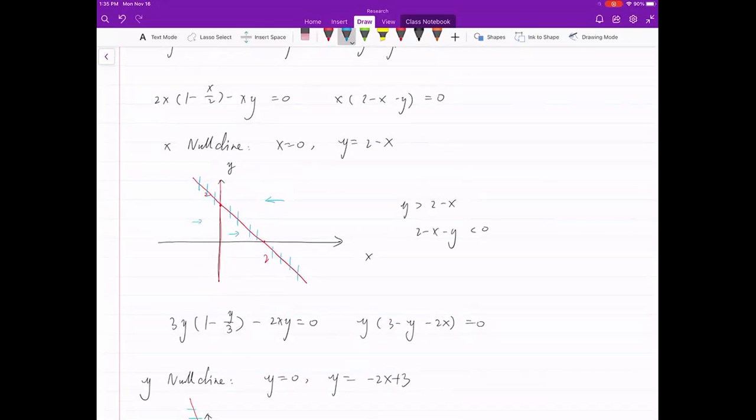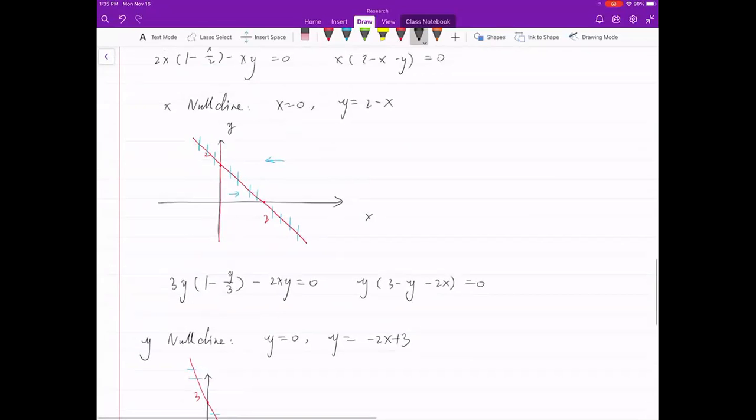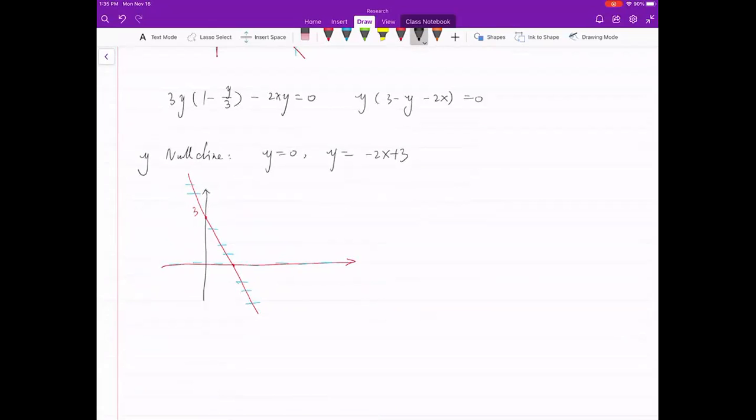You have other places because they naturally divide everything, but for now, let's just focus on everything that is in the first quadrant. Okay, otherwise it takes too much time to write everything down. Similarly, for this one, you can actually check. Again, only the first quadrant. You have a line, which is y equals negative 2x plus 3. So everything here will be y bigger than negative 2x plus 3. That gives you 3 minus y minus 2x is less than 0. So everything above actually goes down, and everything below goes up.